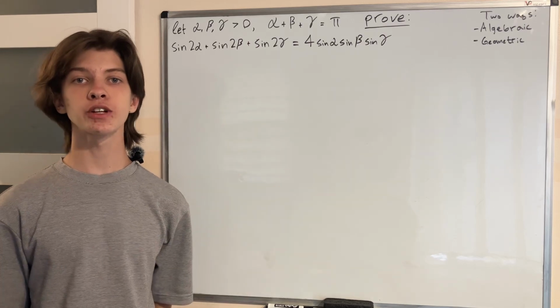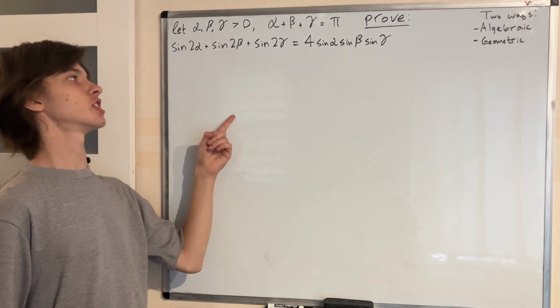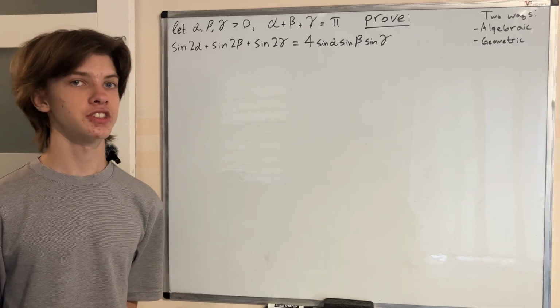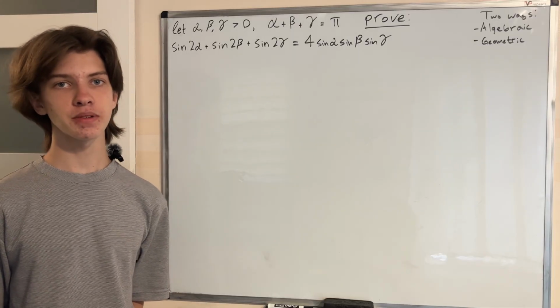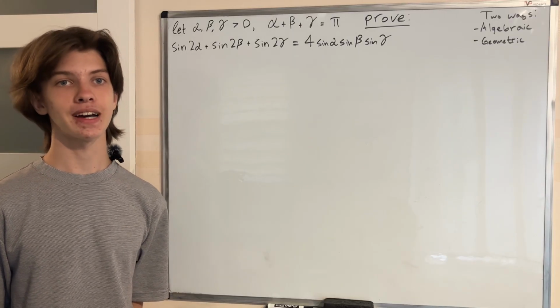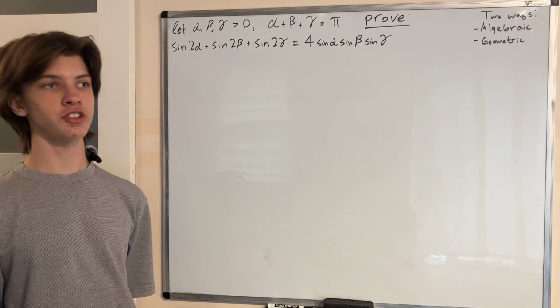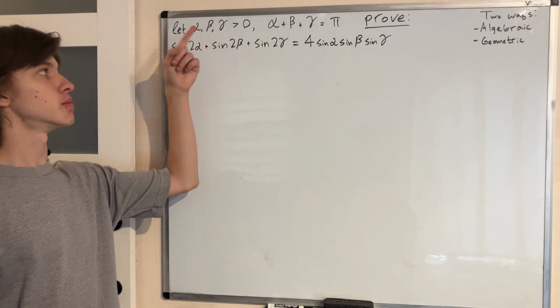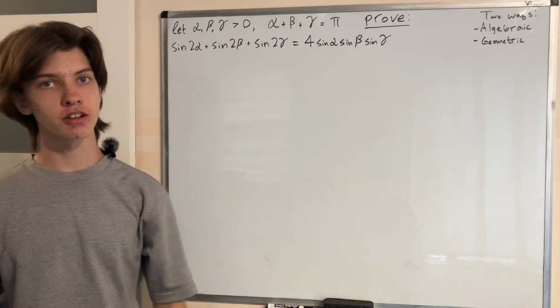Welcome everyone. Today we're going to be proving a very nice trigonometric identity as is shown here on board. But as you can see, it's not just a regular identity, it is what is called a conditional identity because there is a condition put on the arguments. Here the arguments alpha, beta, and gamma are positive and their sum is equal to pi.